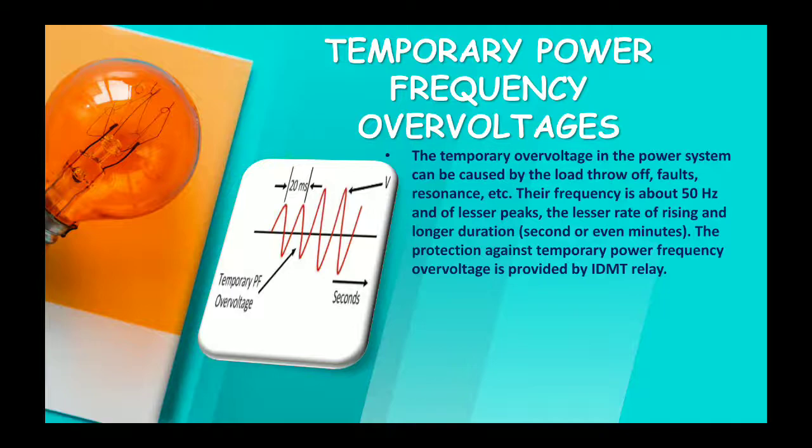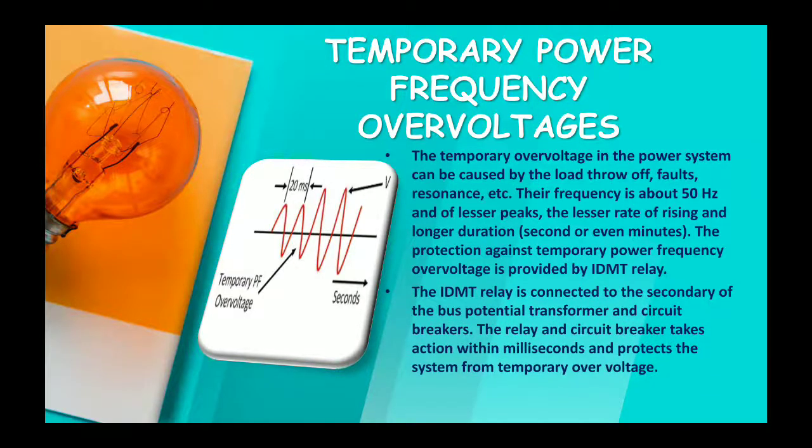The protection against temporary power frequency overvoltage is provided by the IDMT relay. The IDMT relay is connected to the secondary of the bus potential transformer and circuit breaker. The relay and circuit breaker take action within milliseconds and protect the system from temporary overvoltage. So it is an overvoltage type relay, and if the overvoltage persists, then damage of insulation occurs. So there we have to install the IDMT relay.